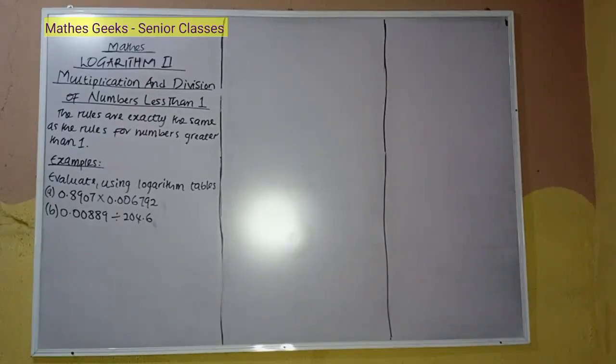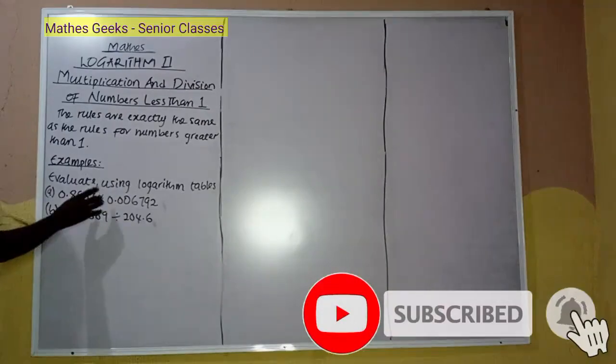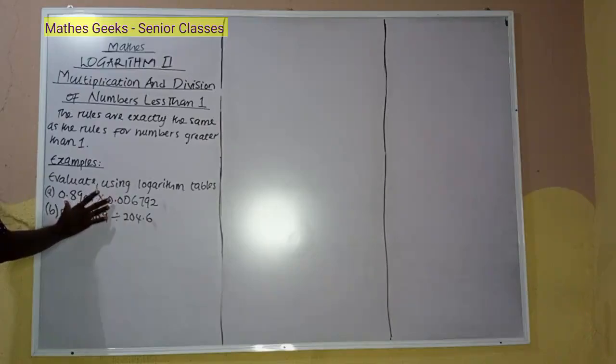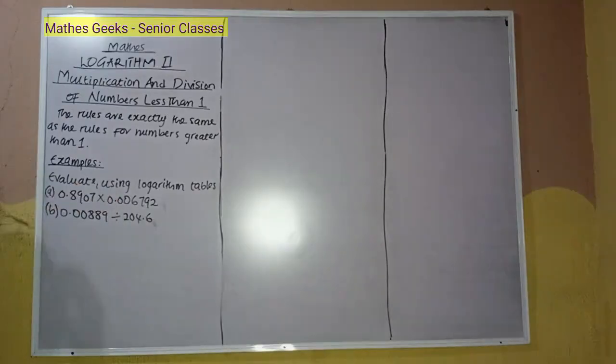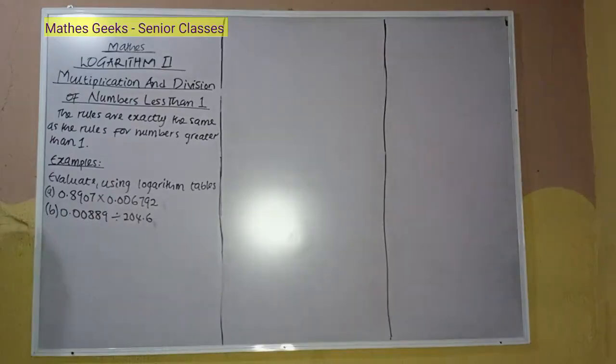What we imply is that whenever multiplication is involved between two numbers, and we need to evaluate that mathematical expression using logarithm tables, then multiplication will imply that we add the log values of the numbers, and division implies that we subtract the log values of the numbers. So there are two methods, so let's start.